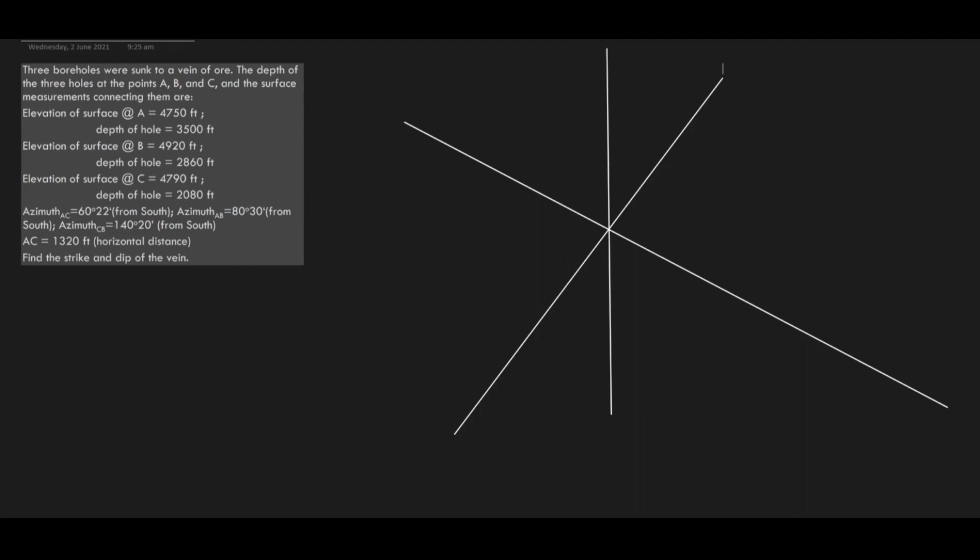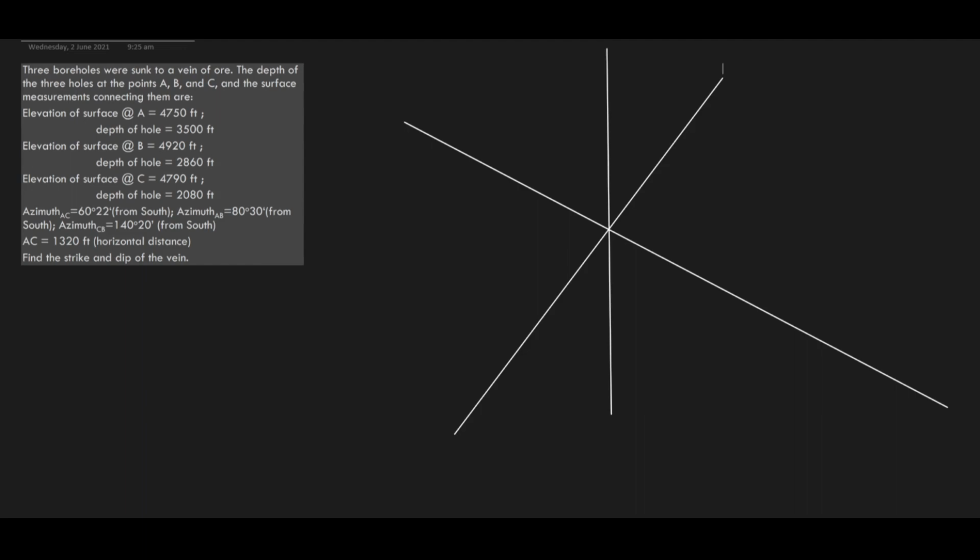And we are given the azimuths of AC, AB, and CB respectively from south. We also have a horizontal distance from A to C of 1320 feet. We are asked to find the bearing of the strike and the dip of the vein.